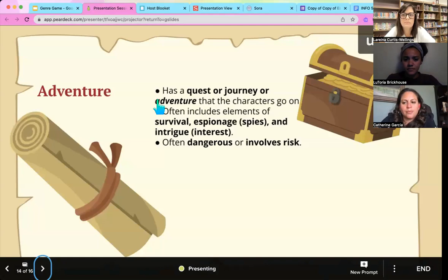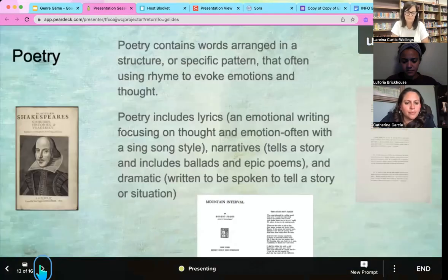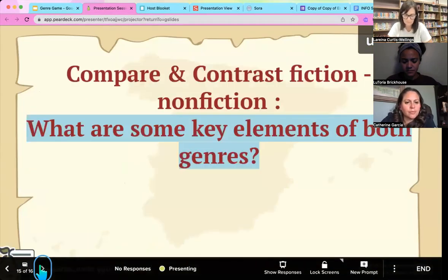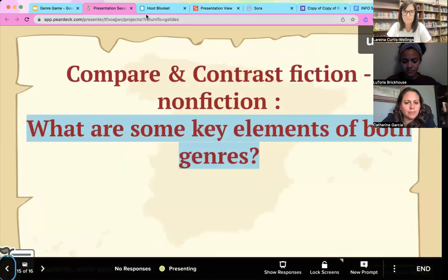And the last one that I have here is adventure. Adventure is somebody going on a journey or a quest to do something, and they might be trying to survive or overcome some kind of dangerous risk. While you have this up, you can use this to help you with this next part.